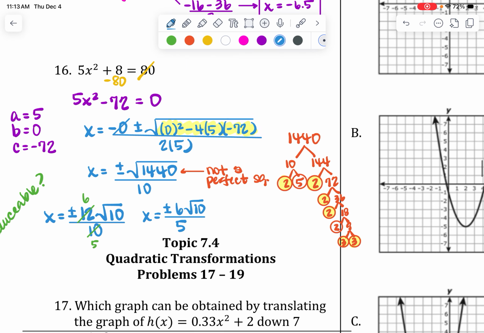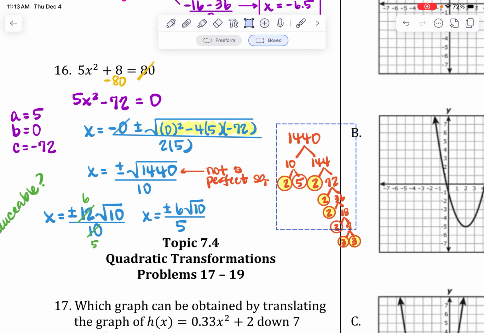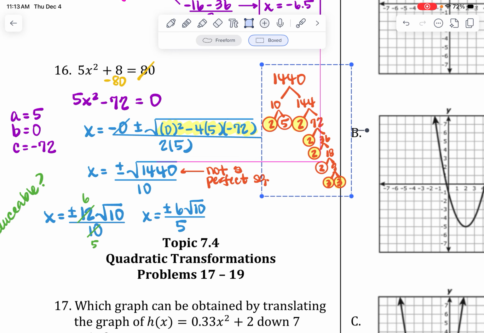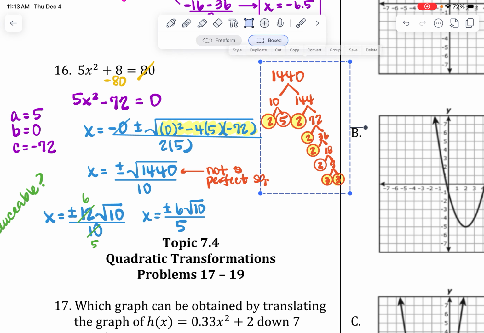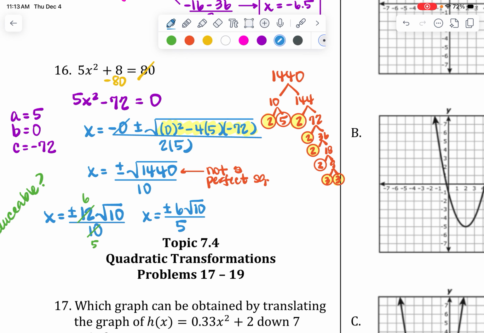Oof, I'm running out of room. Hold on. I'm going to move all this up here. There we go. Good enough. Okay. So now I'm going to branch it off. So that means x equals positive 6 root 10 over 5. And x equals negative 6 root 10 over 5.